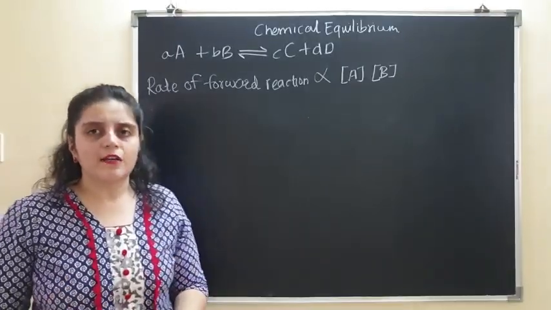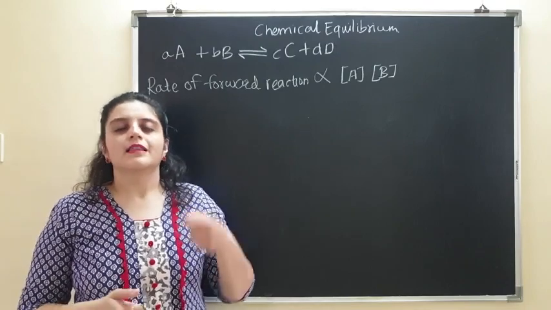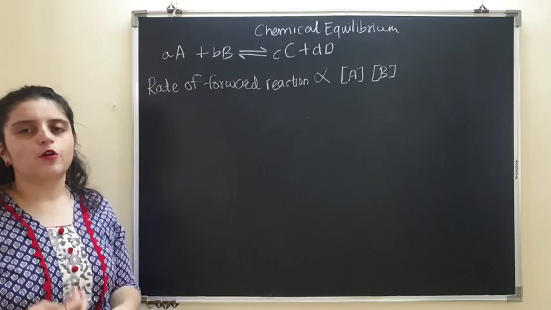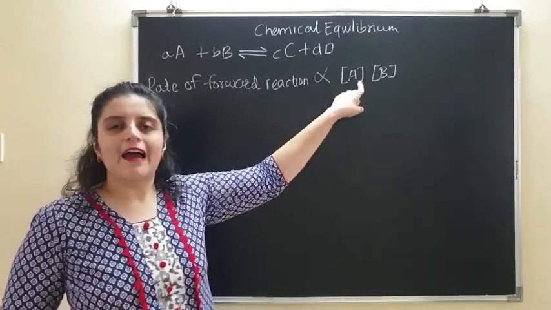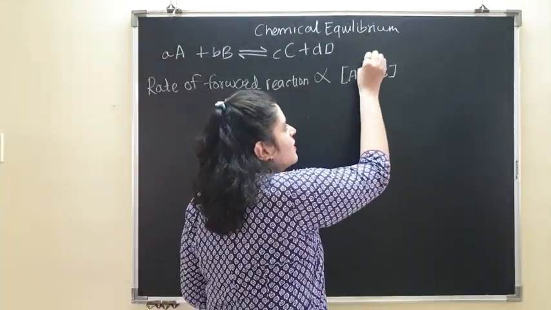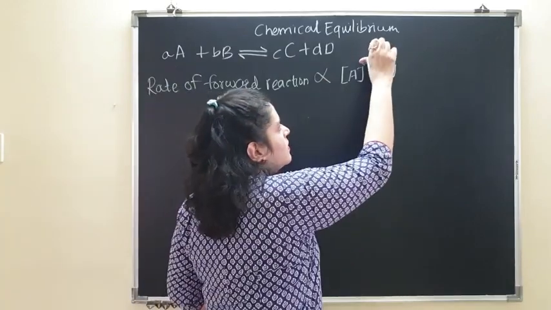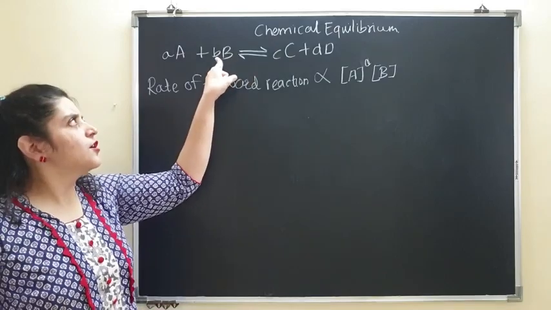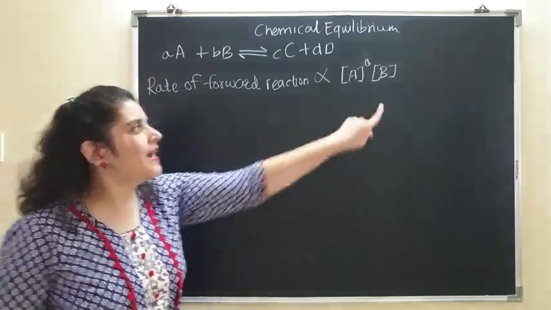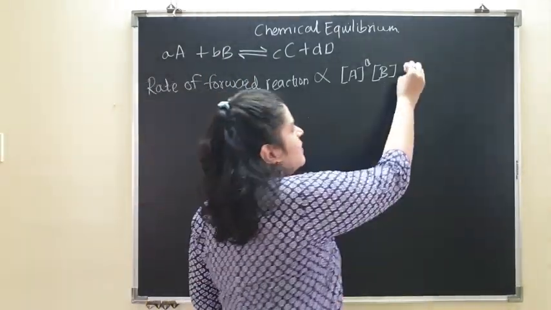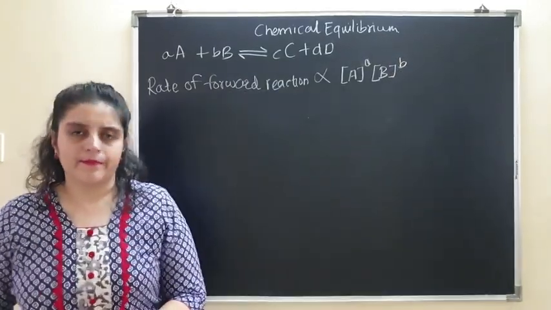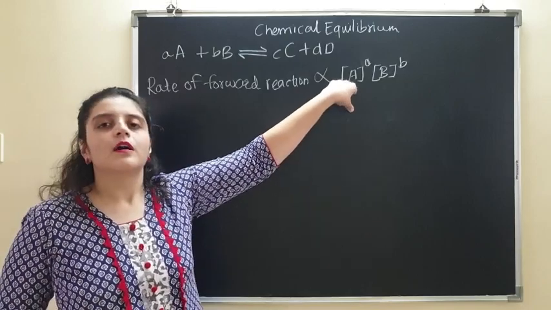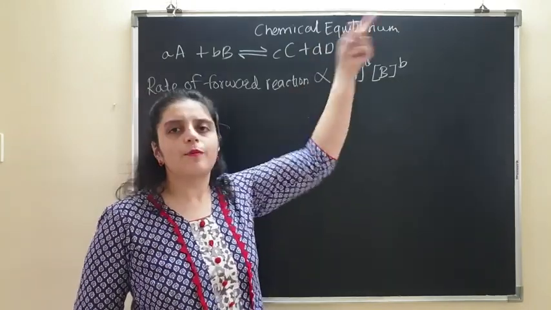Raised to the stoichiometric coefficient. So A का stoichiometric coefficient small a है, so we have concentration of A raised to a, and B का stoichiometric coefficient small b है, so concentration of B raised to b. Rate of the forward reaction is directly proportional to [A]^a into [B]^b.